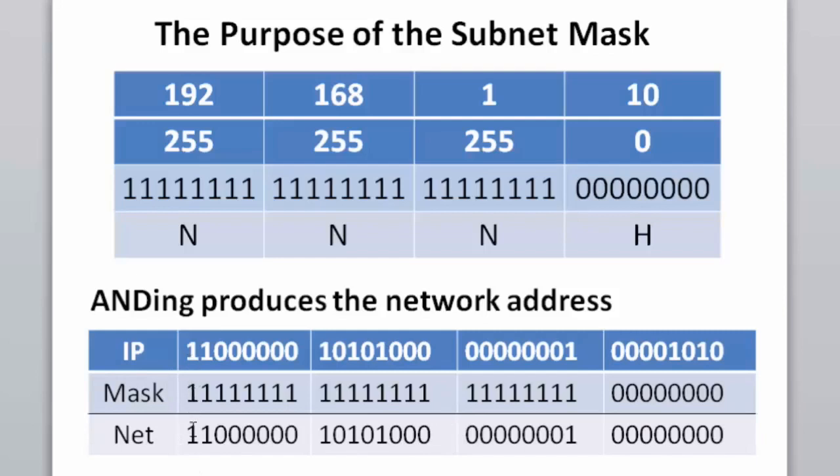So a true and a true makes a true, and a false and a true makes a false. If we logically AND the IP address with the subnet mask, we get the network address. So 192.168.1.10 logically ANDed with 255.255.255.0 produces the 192.168.1.0 network. This is at the core of the IPv4 address, subnet mask, and subnetting in general.